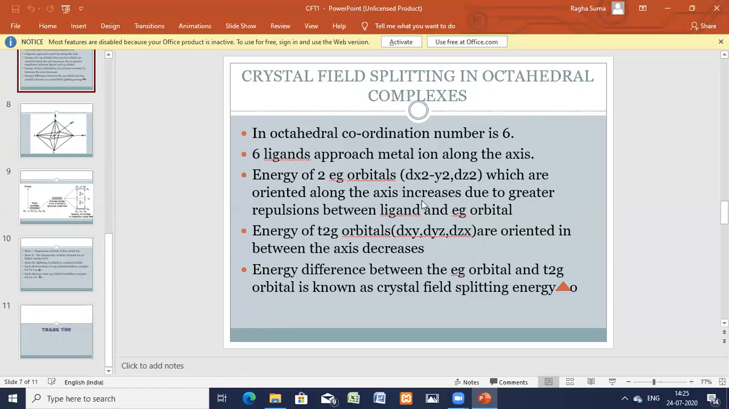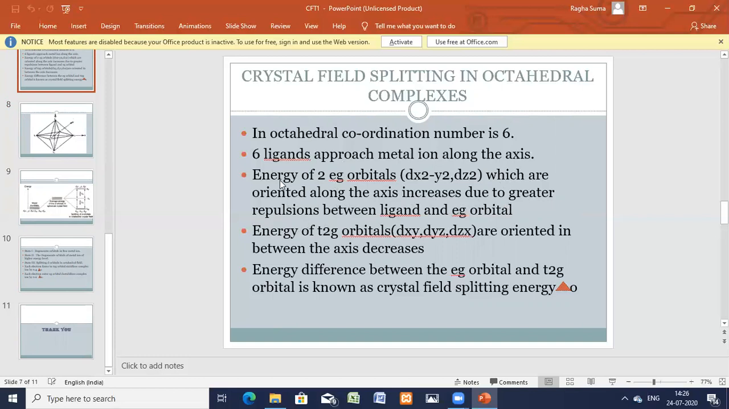Okay, due to the greater repulsions between the ligand and eg orbitals, energy is increased. Energy of eg orbitals, that is dx²-y² and dz², these are oriented along the axis. Therefore, as the ligand is approaching, greater repulsions will take place for the orbitals along the axis, that is eg, and thereby energy is increased. Okay, I hope you have understood.